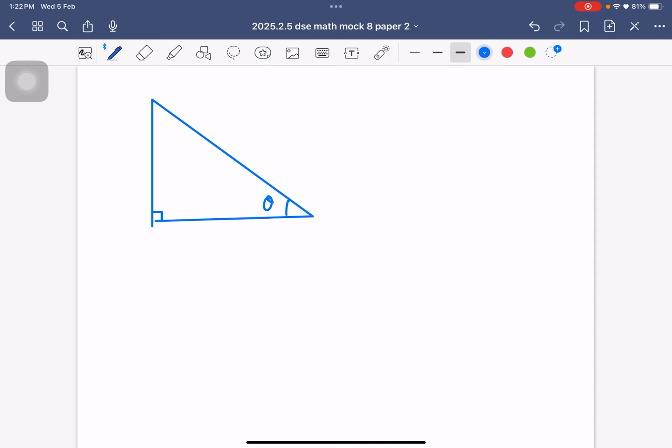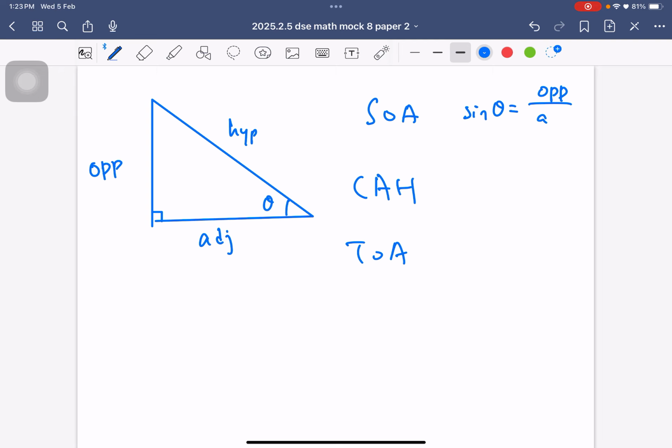So before we do this question, quick revision about SOH CAH TOA. If you have a right angle triangle, this is theta. What's the name of this side? Opposite. This is opposite. And then this is adjacent and hypotenuse. So it told you that sine theta is equal to opposite over adjacent.